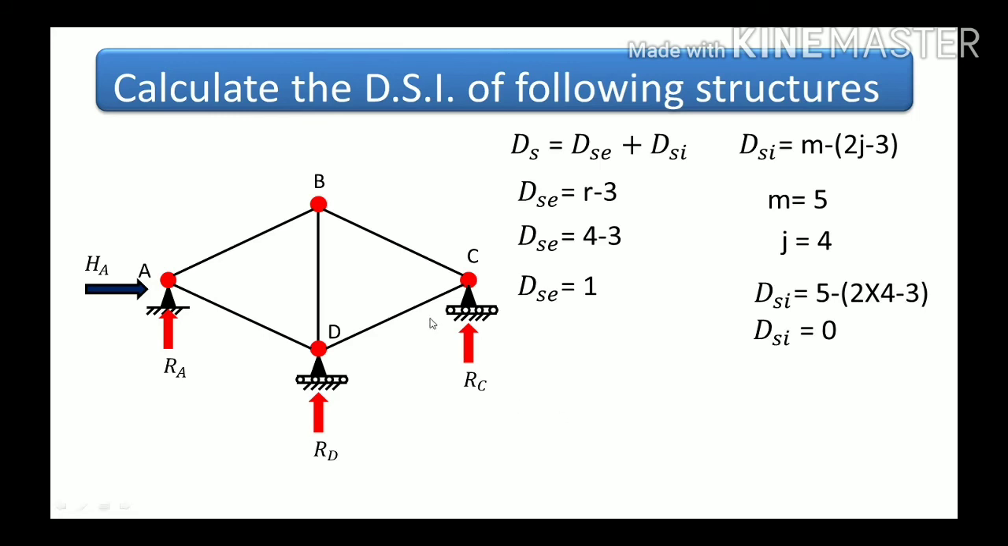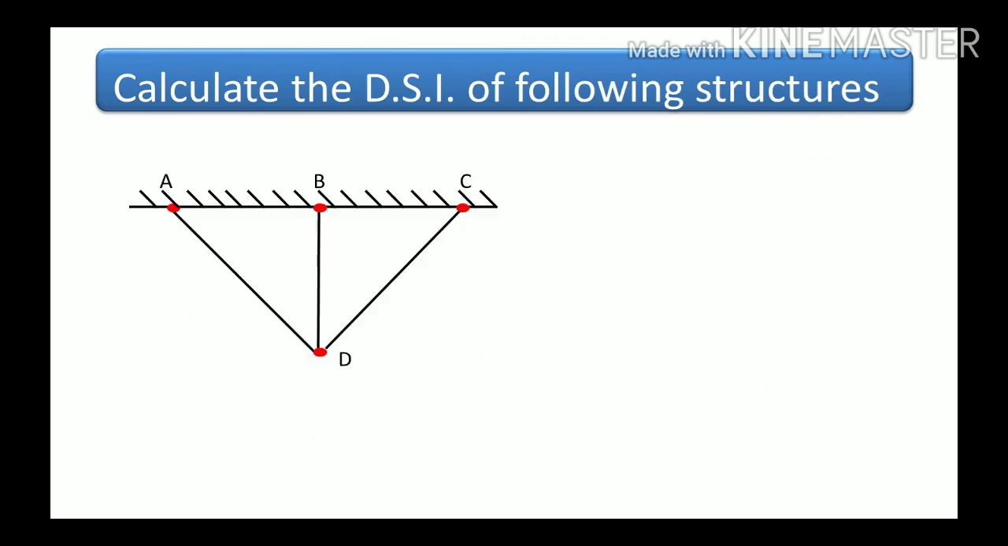It means this structure is statically determinate internally. And here DSE is equal to 1 means this structure is statically indeterminate externally. So total DS is equal to 1 plus 0, that is equal to 1.